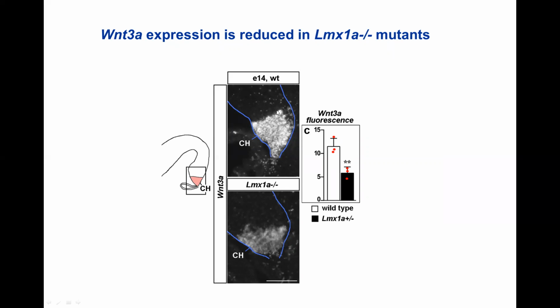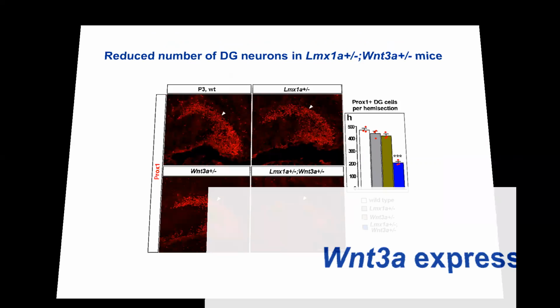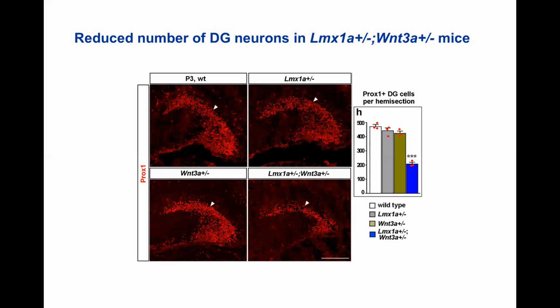You can see that Wnt3 is strongly expressed in wild-type cortical hem, but its expression is dramatically reduced in Lmx1a mutants. And this difference was statistically significant. So Lmx1a indeed regulates Wnt3 expression in the cortical hem. To further test whether Lmx1a functions via Wnt3a, we performed analysis of double gene heterozygous mice.